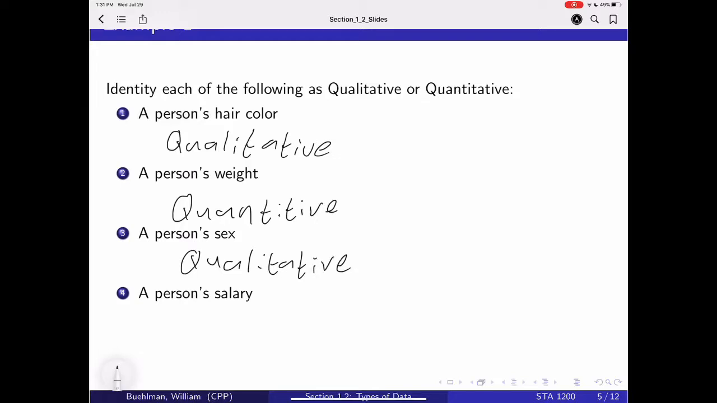And then finally, a person's salary. Salary is how much money somebody makes. So again, 20,000, 40,000, 50,000, 60,000, whatever it is. That sounds like a number. Since it is a number, we're going to have to say it's quantitative.